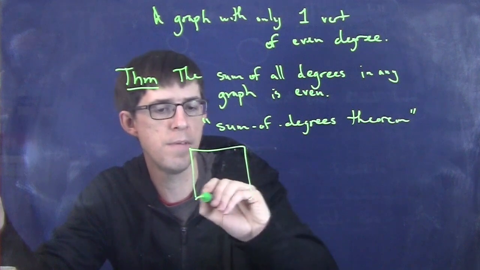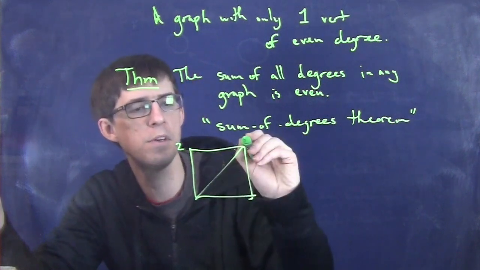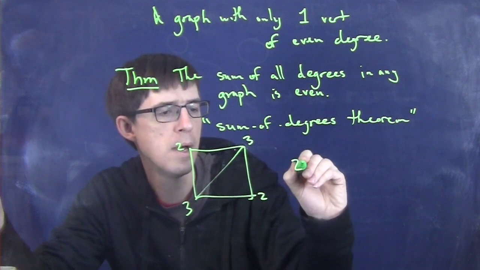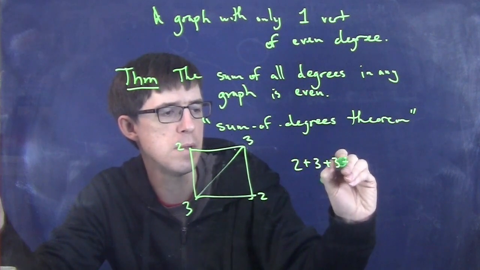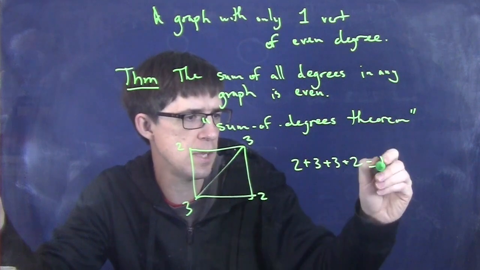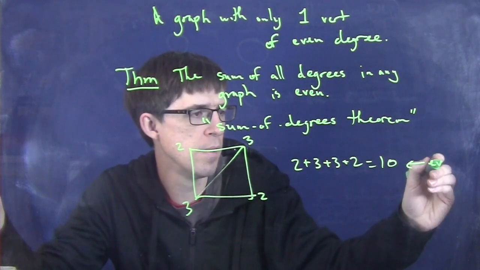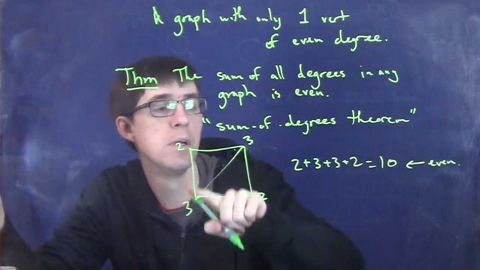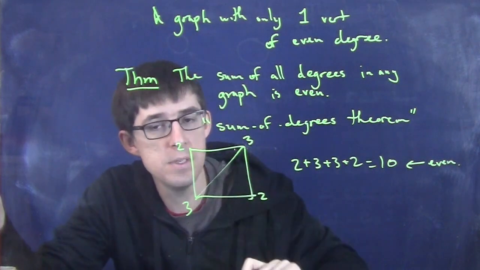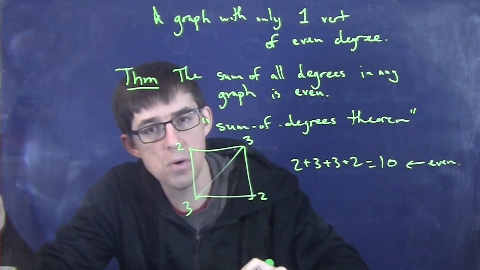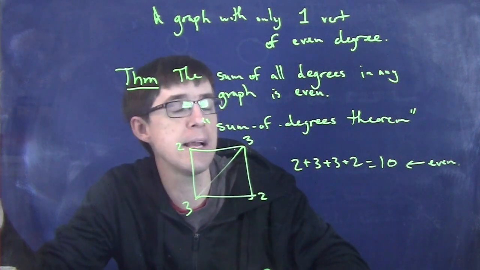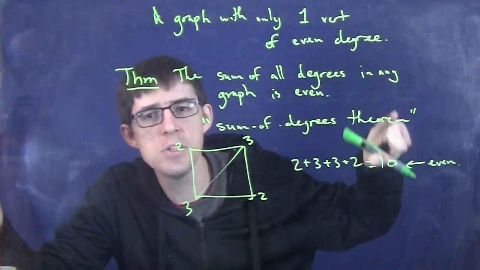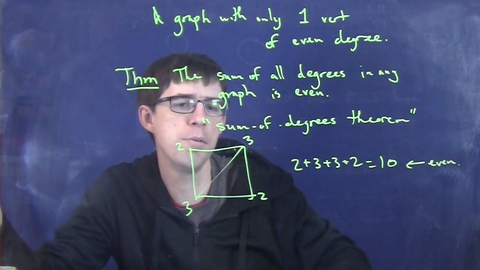For example, if I have, let's say, this graph here, the degrees are 2, 3, 2, and 3, and when I add them all up, I go 2 plus 3 plus 3 plus 2. The answer is 10, right? And 10 is even. It is a fact that any graph, no matter how weird it looks, if you add the degrees together, the sum of degrees is always even. This is a true fact, and this was also proved by Euler. This is actually easier than the other Euler theorem that we talked about.